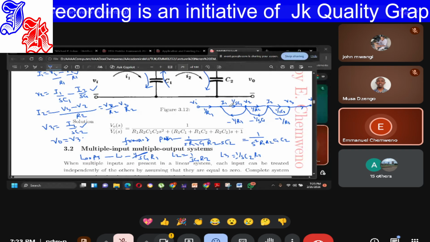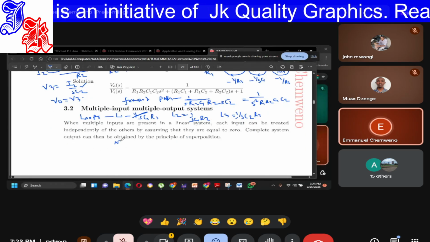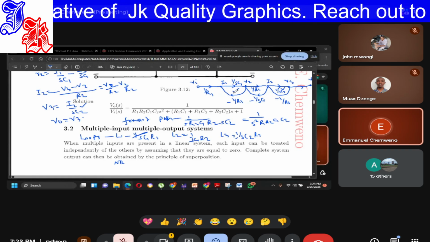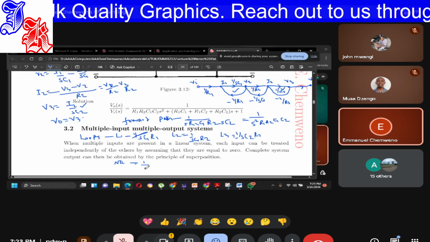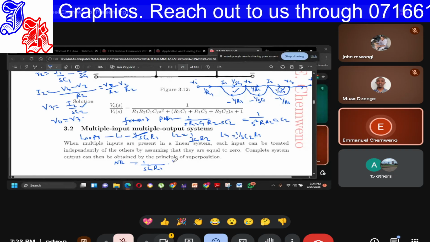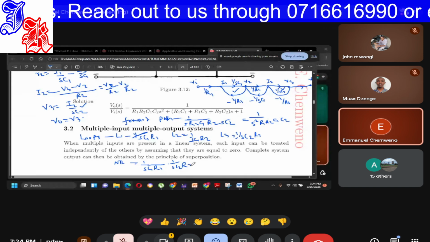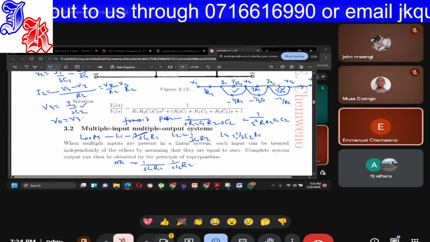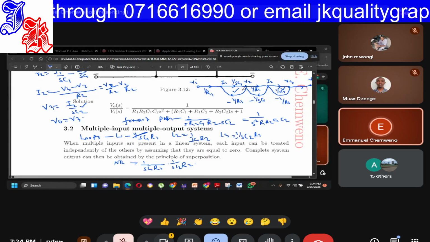Non-touching loops. This loop, the first and the last, don't touch. This one and that one don't touch. They don't share a common node. So it becomes 1 over SC1 R1 dots 1 over SC2 R2. All these loops touch this path. So the cofactor will be the determinant minus all the loops touching.